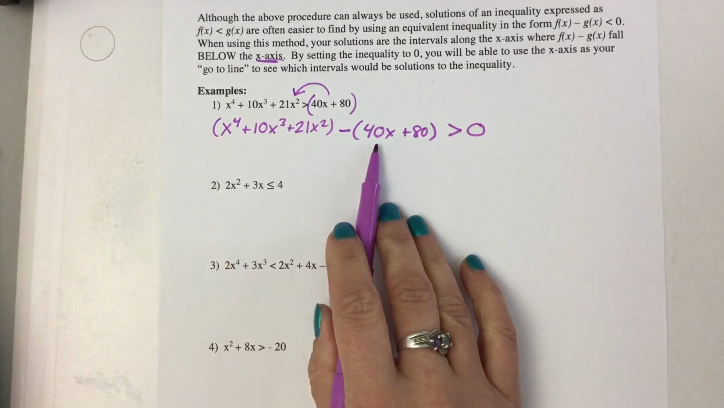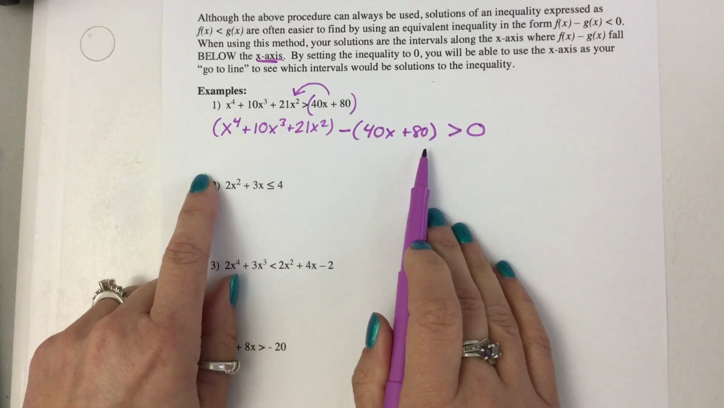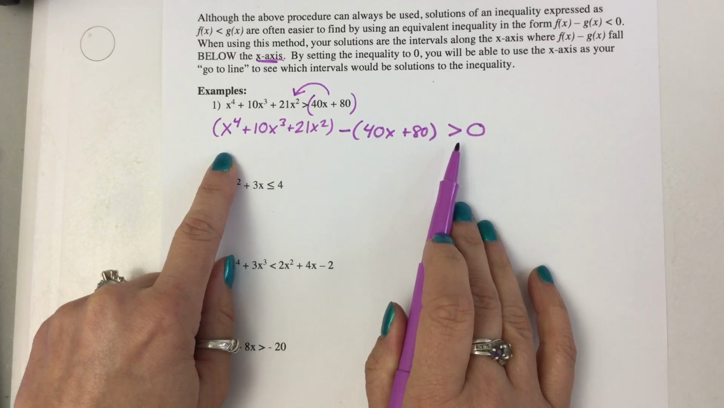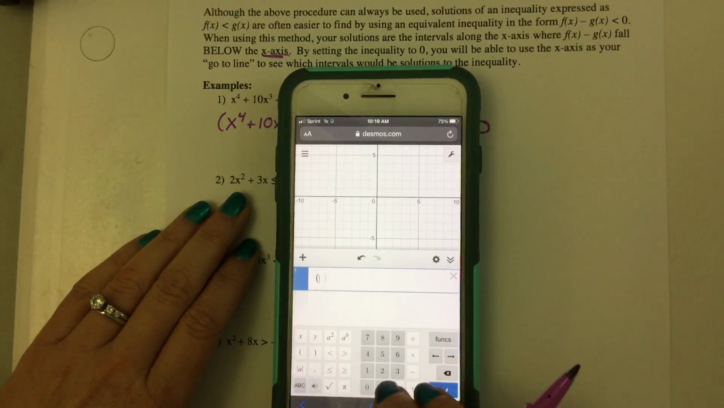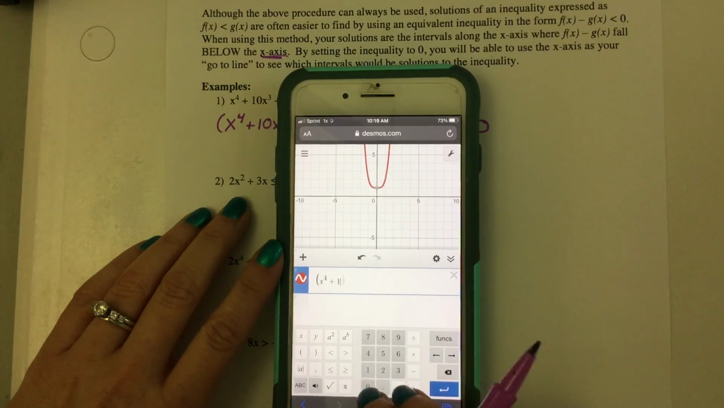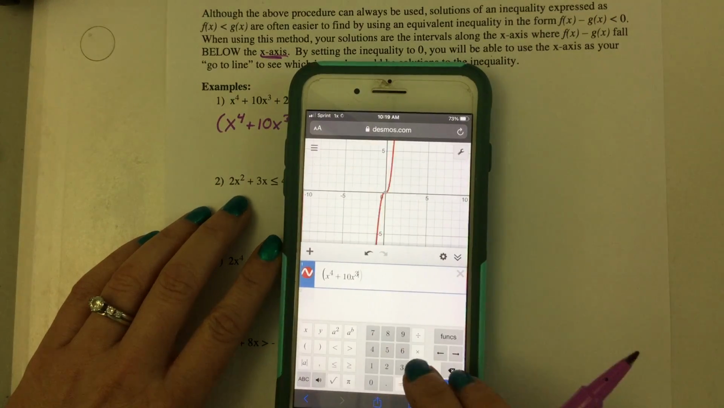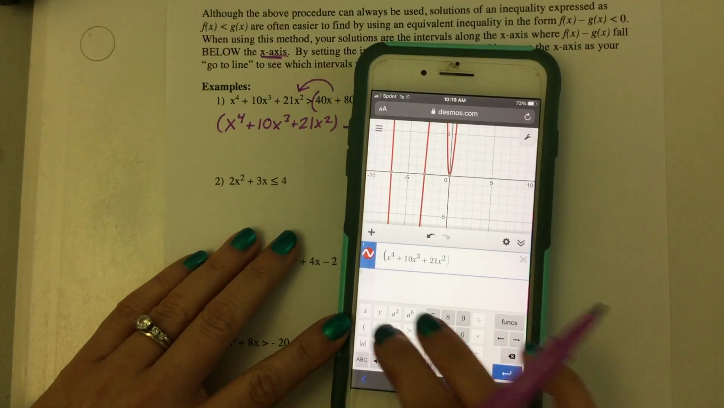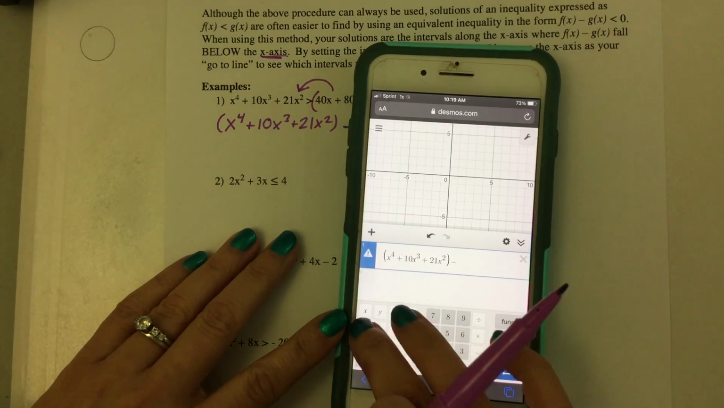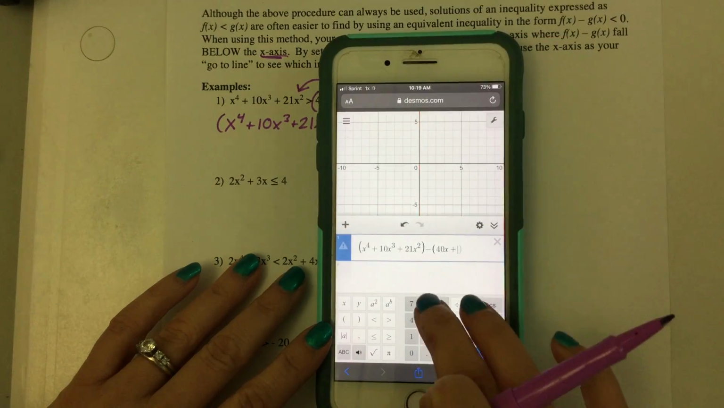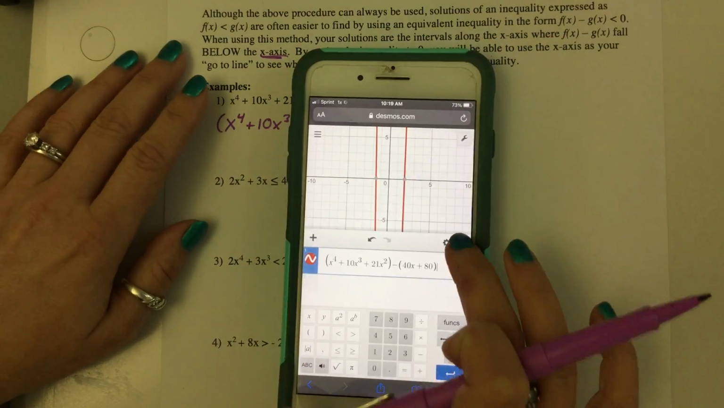So I can put this into Desmos.com and I want to look at this one graph. It's just going to be one function. I want to see where the y values are greater than 0, so I can actually use the x-axis. So let's do this. My first function was x to the power of 4 plus 10x to the power of 3 plus 21x squared. Close the parentheses, minus, I went ahead and subtracted 40x plus 80. Okay, so what I see is this.